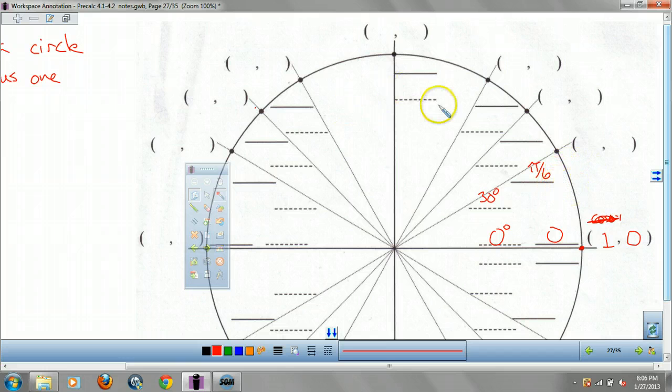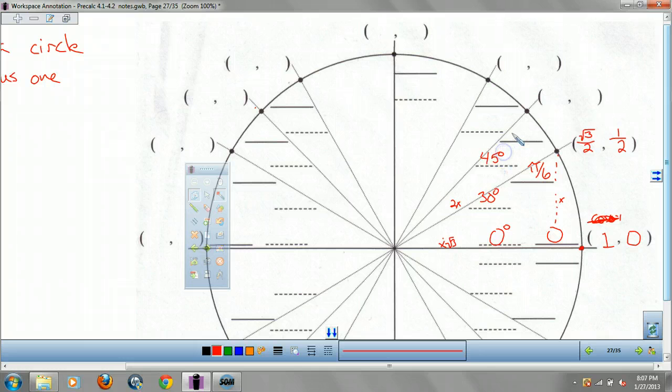Do you guys remember when we did the 30, 60, 90 triangles? Remember this was x, this was 2x, this was x square root of 3. So that is where we get square root of 3 over 2, my adjacent over my hypotenuse. And then over here I get 1/2. So that's my cosine of 30 degrees. That's my sine of 30 degrees.